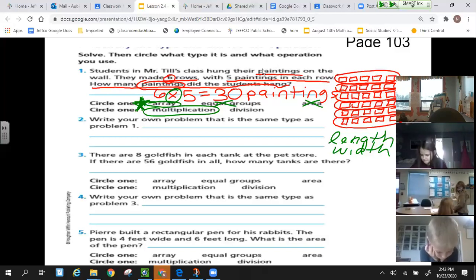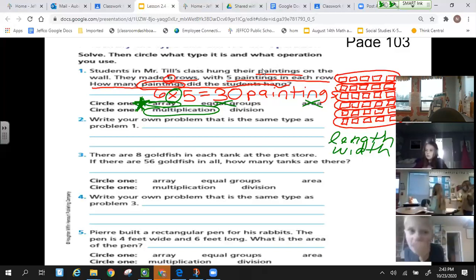Multiplication table. Okay, so when you are going to write your own problem, you have to make sure it's multiplication and it has to be in an array. So really, we can borrow this language and think about what you're going to talk about. This is students in Mr. Till's class hung their paintings on the wall.